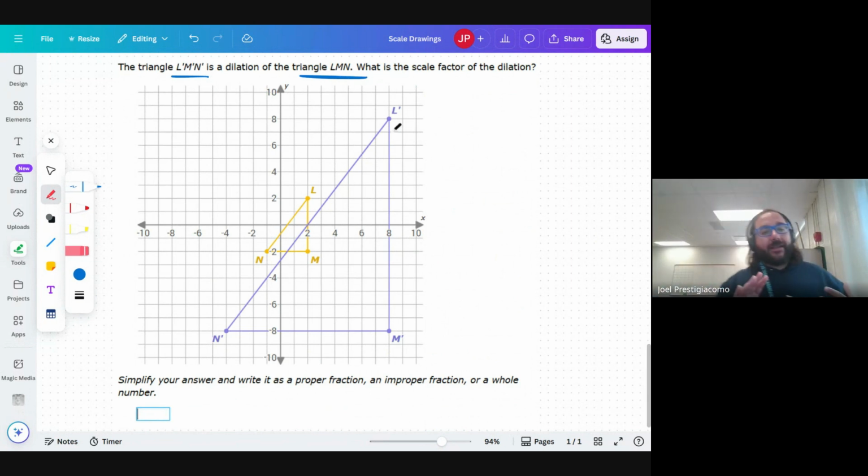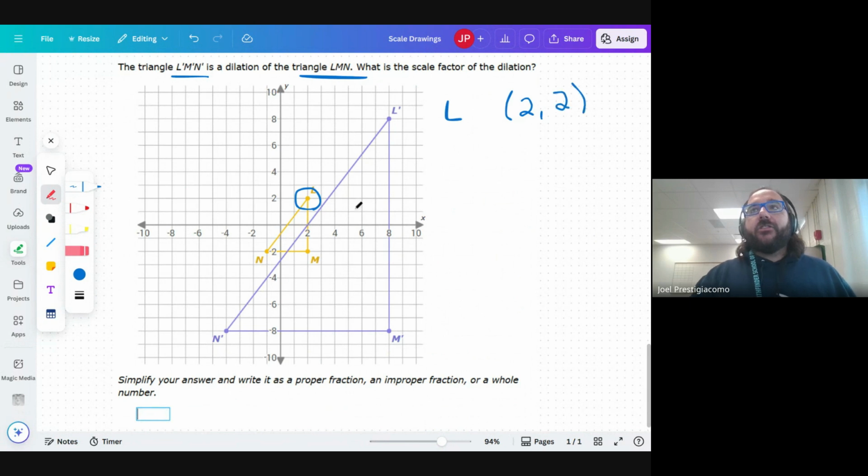So we're going to expect an answer that's bigger than 1. It doesn't mean it's not going to be a fraction, but it does mean that the answer is going to be bigger than 1 because it's got to be more than 100% or more than itself. So I'm going to do this with a coordinate. I'm going to see L. So coordinate L is x equals 2, y equals 2. So that's coordinate 2, 2. L prime, which is after the dilation, is at 8, 8.